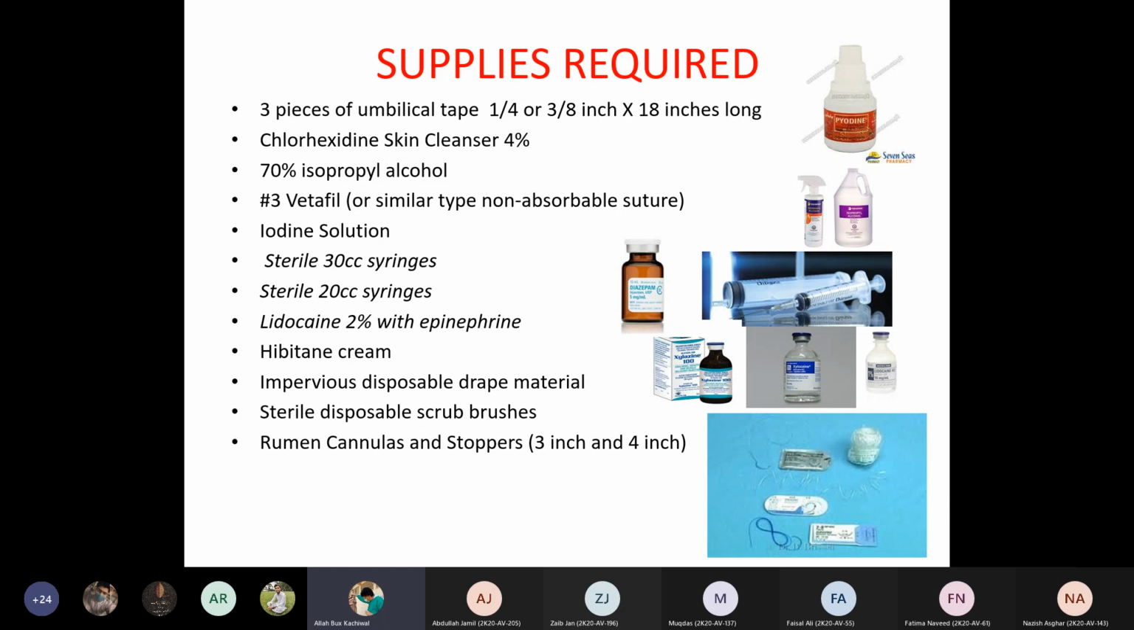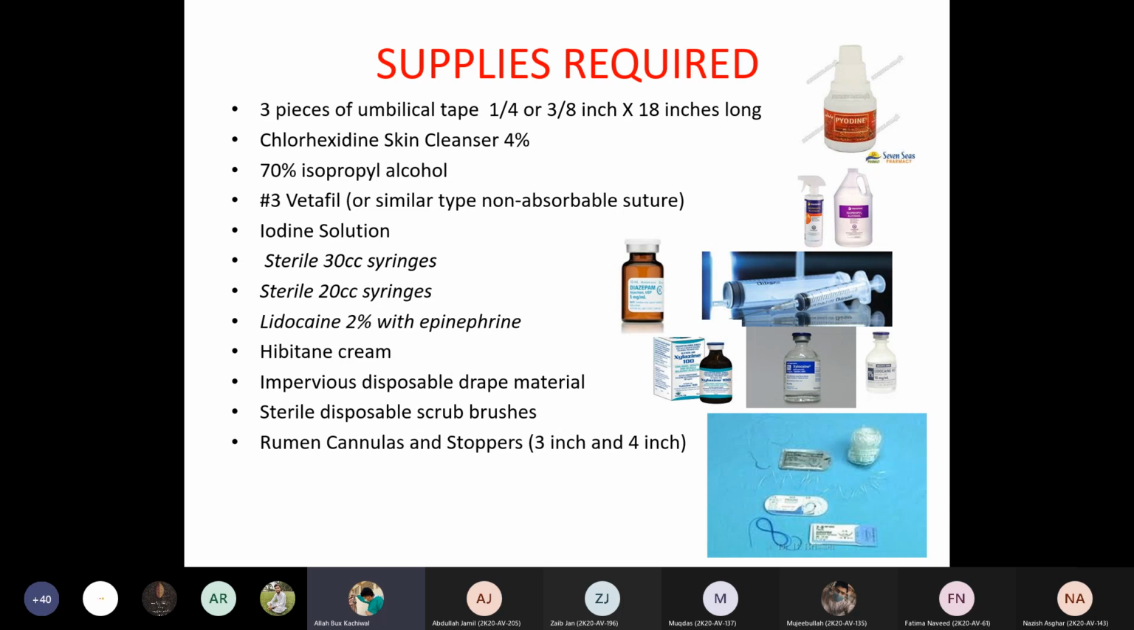1 by 4 or 3 by 8 inch and 18 inches long, and chlorhexidine skin cleanser. This is one of the antiseptics which is applied at 4% to antisepticize the skin. Even 70% isopropyl alcohol is used to clean up bacterial contamination. So alcohol 70% is used for cleaning the skin area.